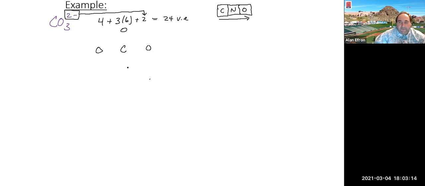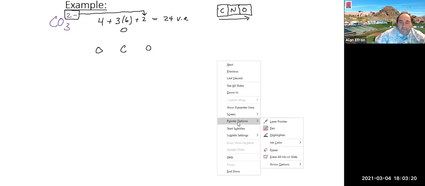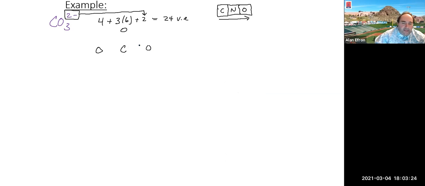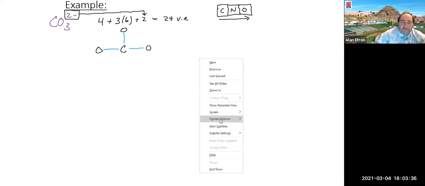It really doesn't make a difference in that sense. So what we want to do is the same approach as we've been talking about. We want to pretty much lay up one single bond to everybody. So we're going to do a single bond that way, a single bond that way, and a single bond that way. That again is going to take us 6 electrons off. That's going to leave us more left over.